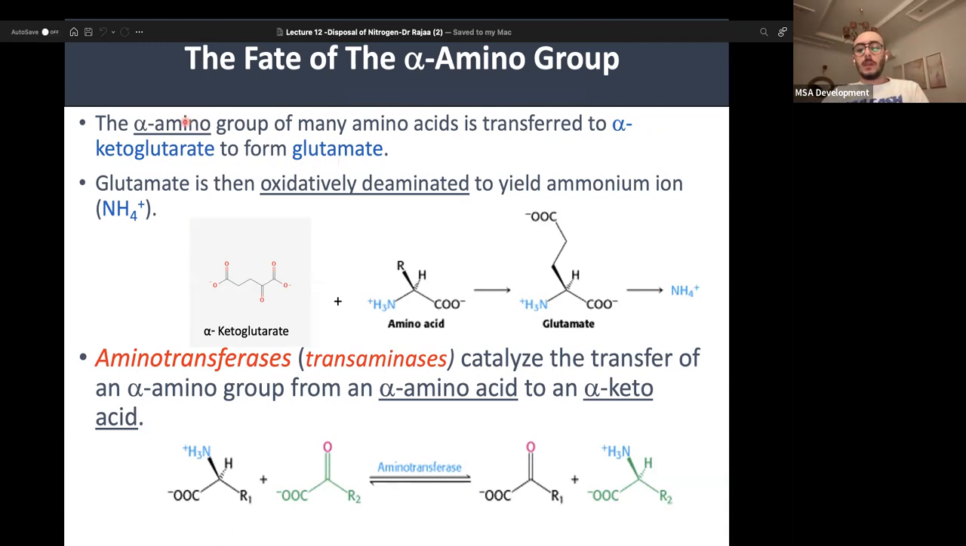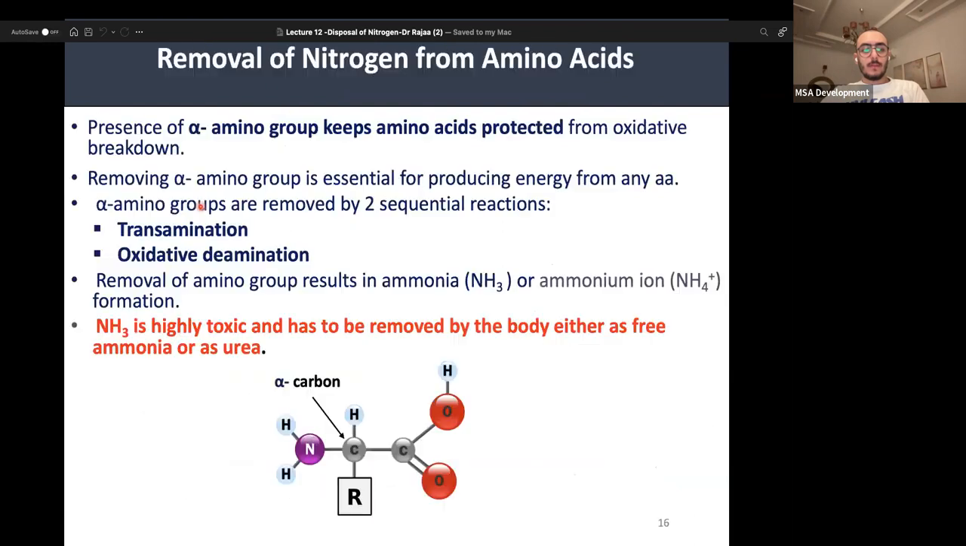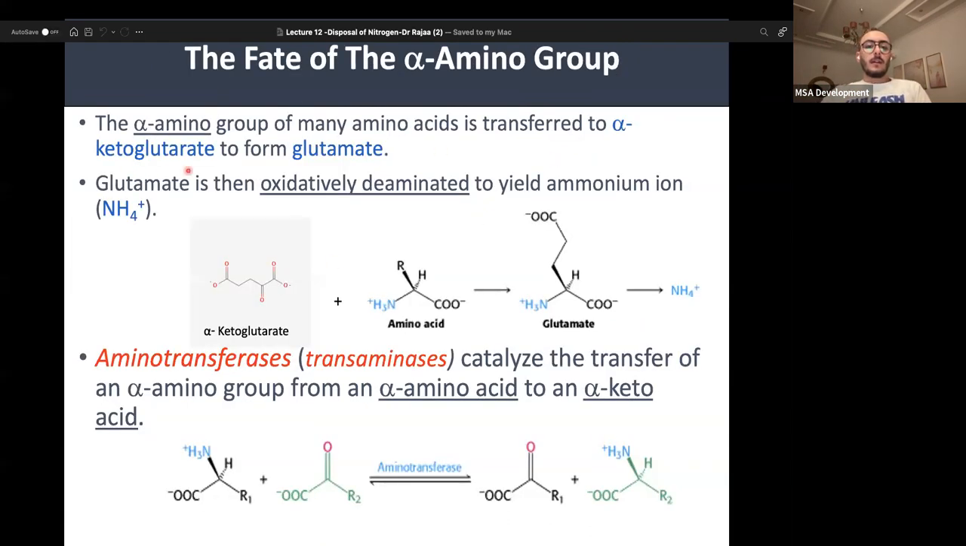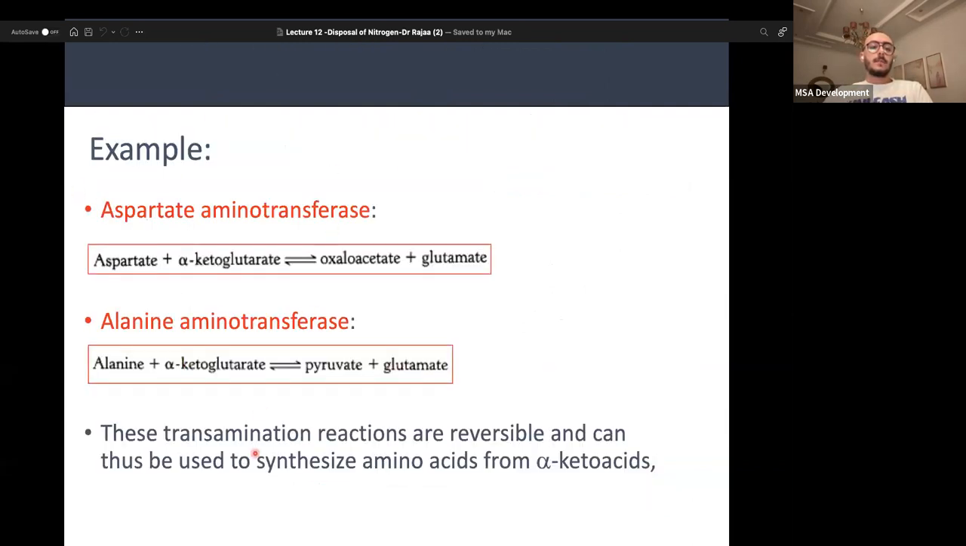Okay, so this alpha amino group will be taken from this amino acid and given to an alpha keto acid. As I just said, this is the generic. In that example, the alpha keto acid is alpha ketoglutarate, to form glutamate. Sorry, I just messed up. Let's go to the examples and I will explain everything. These are the examples. Now we will understand everything, inshallah.